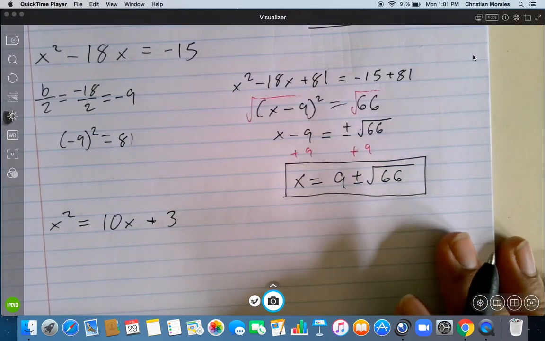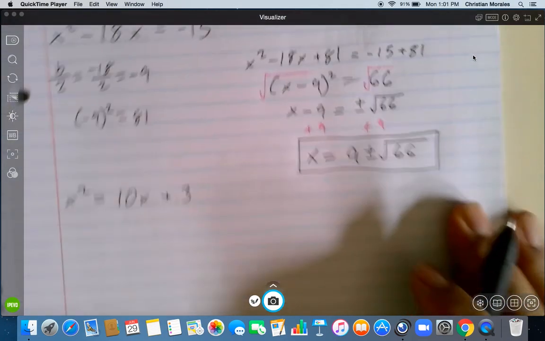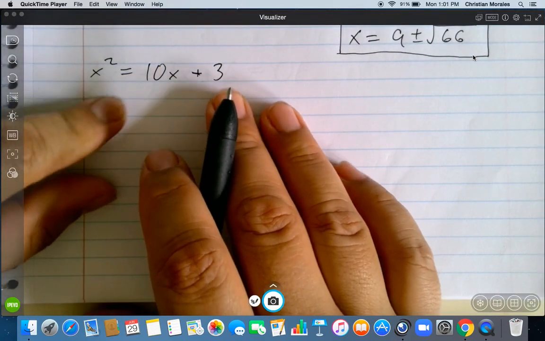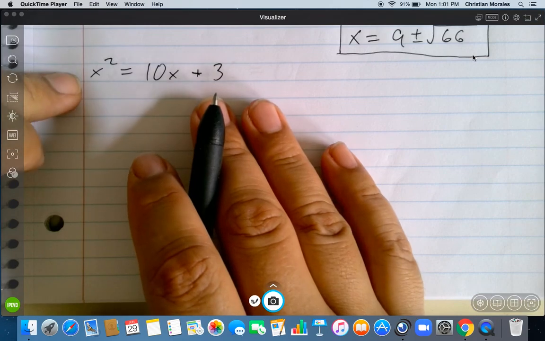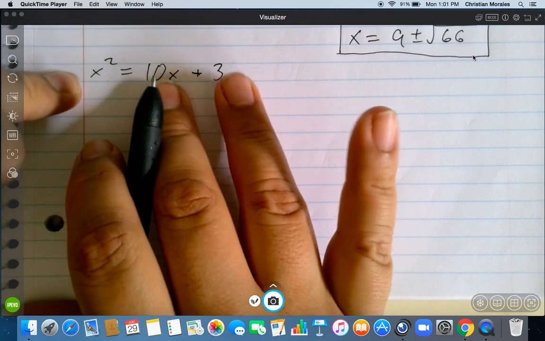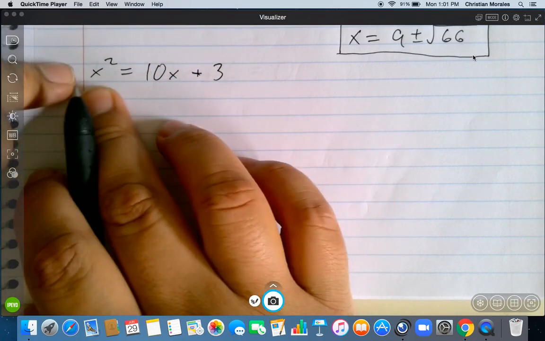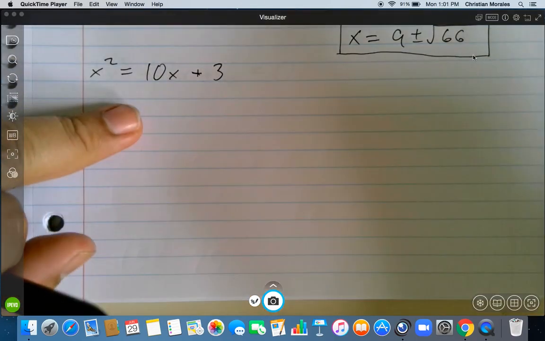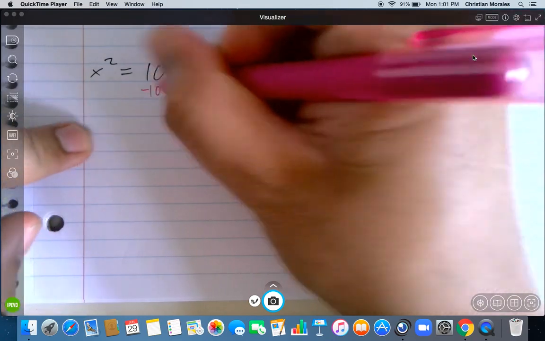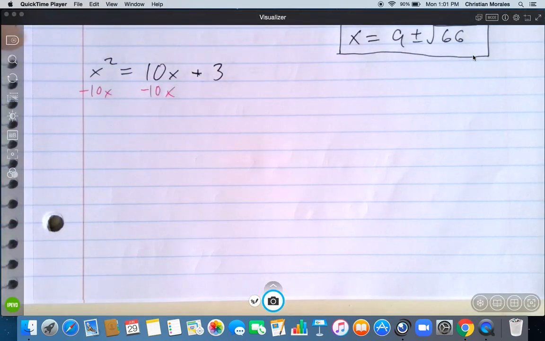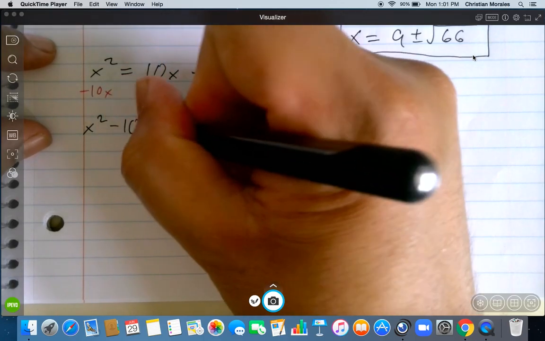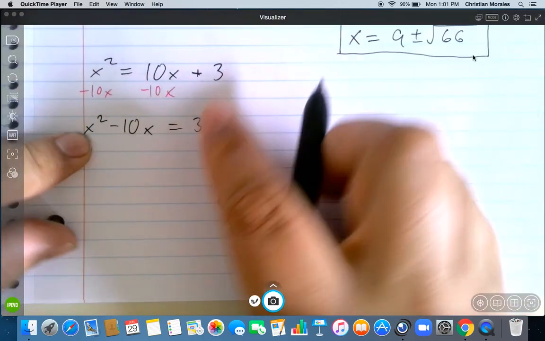Okay. Now, sometimes when you're solving these, they're not written in the best way. Like this is totally mixed around. What's important is that you have your x squared as a positive number, and this number with the x, the 10x, should be with the x squared. The 3 can stay over there. That's fine. But we should move the 10x. Inverse operations. Let's move that 10x over. Now we have this, x squared minus 10x equals 3, and that's better.